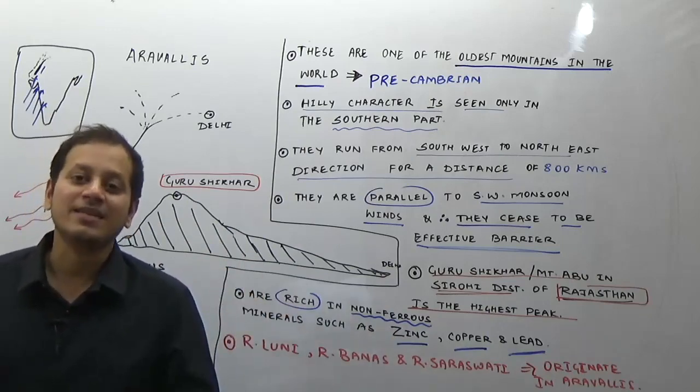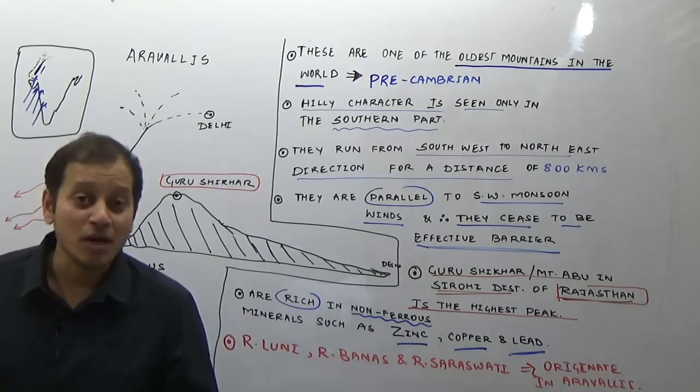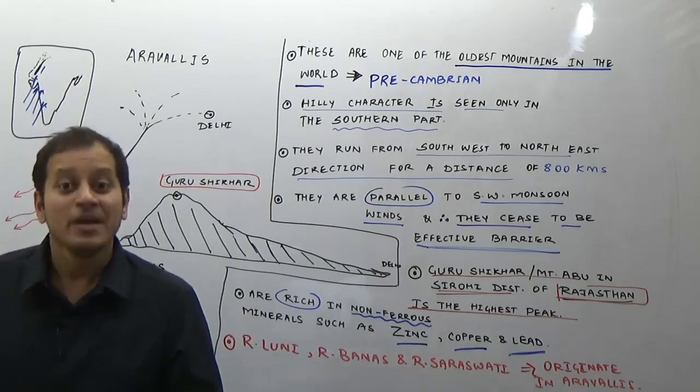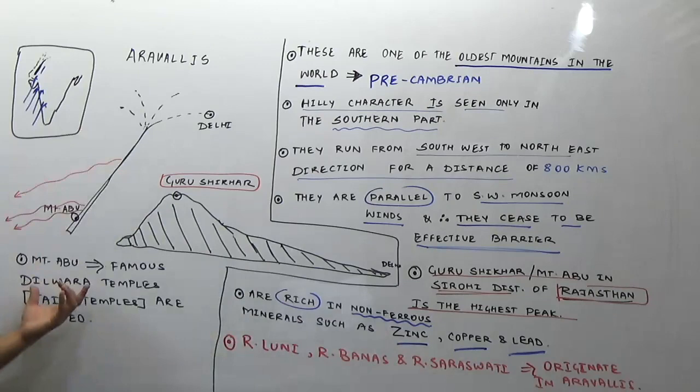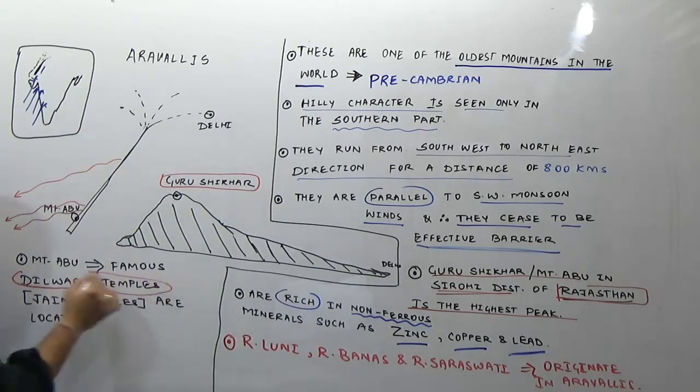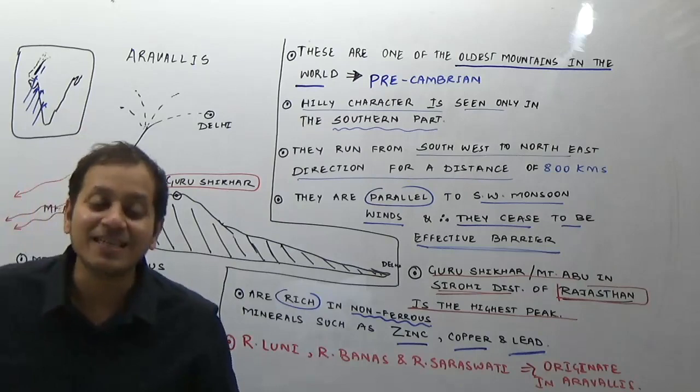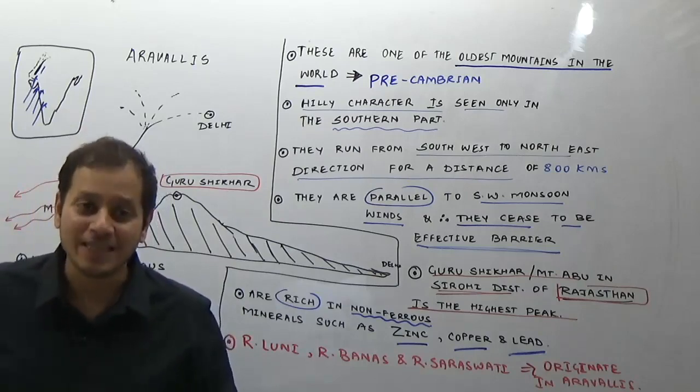Guru Shikhar in Rajasthan, in the Mount Abu region, is the highest peak. It is famous for the Dilwara temples, which are the Jaina temples. River Luni, Banas and Saraswati, which are the inland rivers in India, originate in this region.